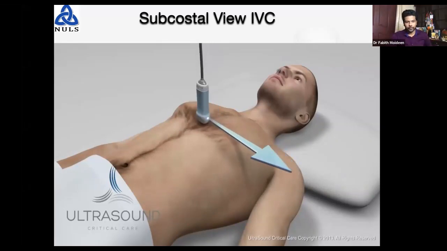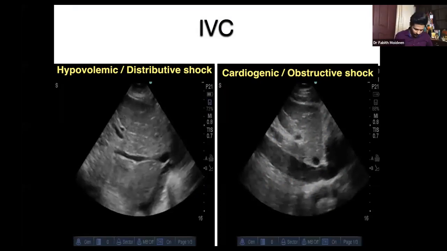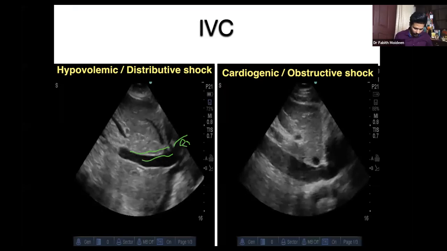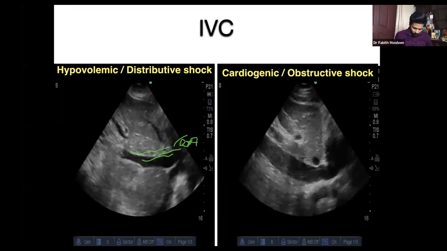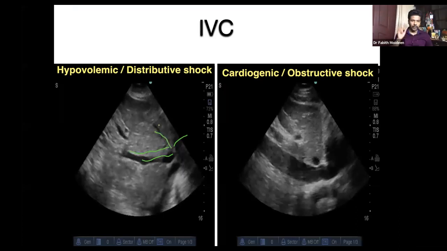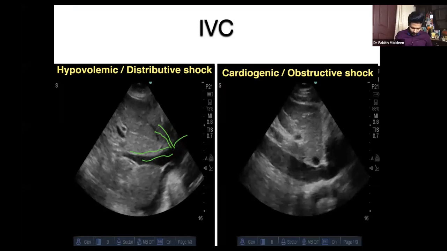Okay, so then during inspiration, you know that the IVC collapses. So this is the IVC, draining into the right atrium over there. Now, one important point you have to remember here is there is a vein here. That's a hepatic vein draining into the IVC. So that is important.